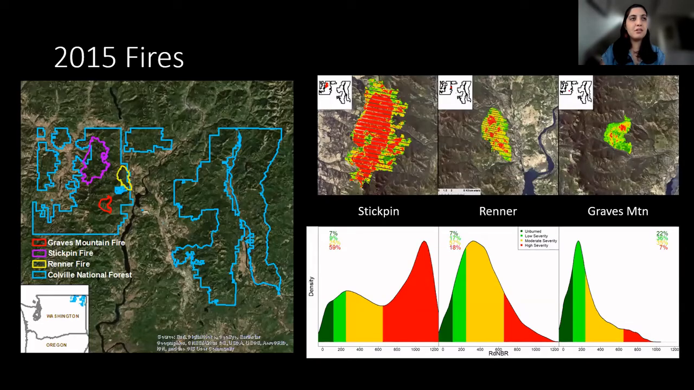So in 2015, we're in the Colville National Forest. It's about August, and we get three fires all within a couple of weeks of each other: the Stickpin, the Renner, and the Graves Mountain. What's cool about these fires is that each of them has a dominant severity type, as you can see from these density curves on the bottom. The Stickpin fire is mostly high severity, and it's the biggest one. Then, as you go towards the right, you've got a smaller one that's mostly moderate severity, and then the smallest, mostly low severity.